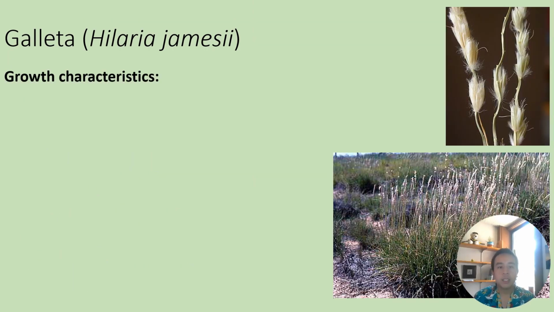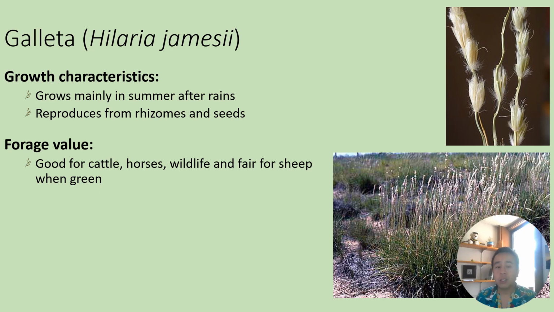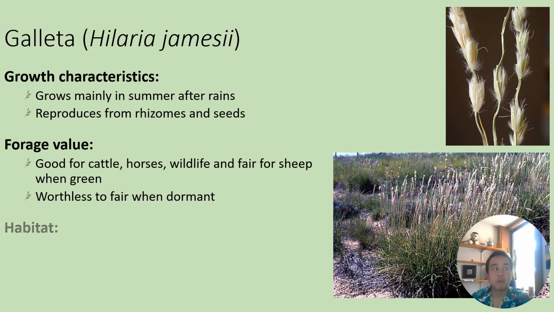Galleta grass typically grows mainly in the summer after rains and is considered a warm season grass. It reproduces from both rhizomes and seeds. In terms of its forage quality, it's good for cattle and horses and wildlife, but it's only fair for sheep, and typically just when it's green. And usually it's pretty worthless when it becomes dormant and the plants start to senesce, die back a little bit, and there's not as much green vegetation.